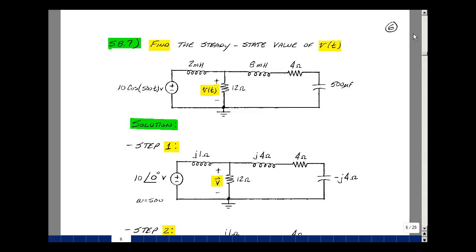This lesson deals with supplemental problem 8.7. You can find this problem in the ECE202 ebook in the Chapter 8 Supplemental Problems on page 6. Given the circuit, could you solve for v(t) in steady state?